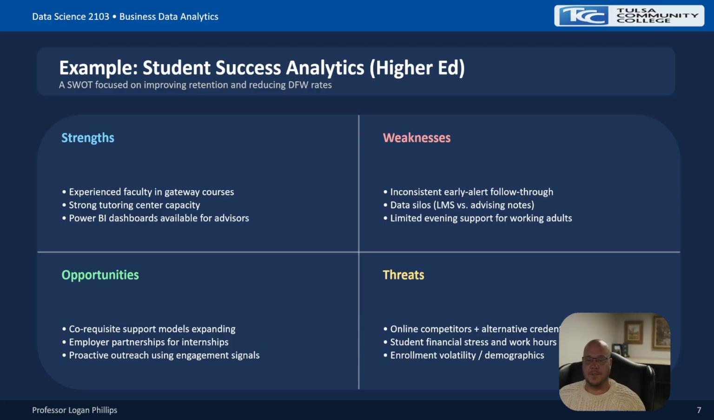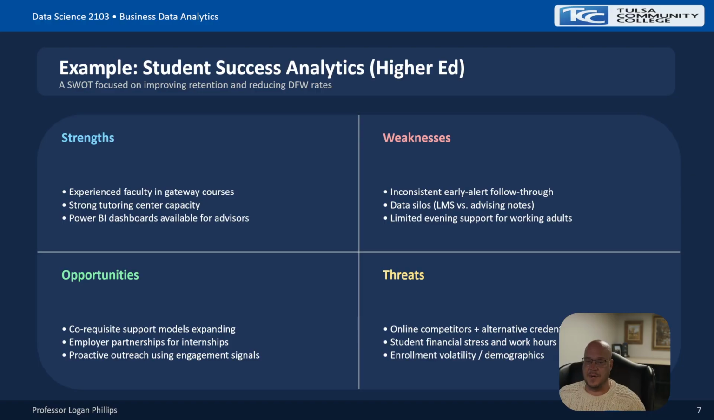So this creates some opportunities. Our co-requisite support model is expanding. We can use employer partnerships for internships. We can do proactive outreach using engagement signals. These are external tailwinds, things happening around you that we can use.